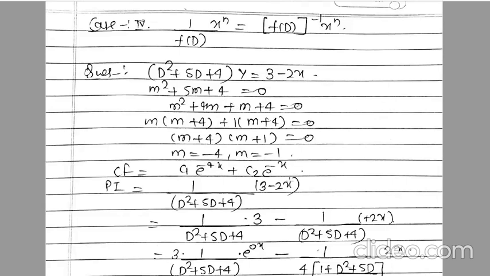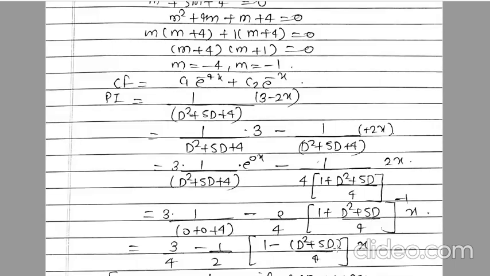Now PI is equal to 1 upon D square plus 5D plus 4, 3 minus 2x. So 3 is a constant term, so we will divide into two parts: 3 upon this one plus 2x upon this one, right? If 3 is a constant term, what is the solution of this one? We can write here e to the power 0 into x, because e to the power 0 value is 1. So we can write e to the power 0x, because we can apply the exponential function rule, case 1.